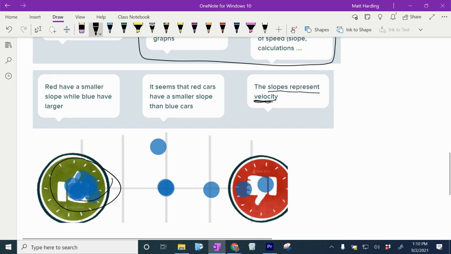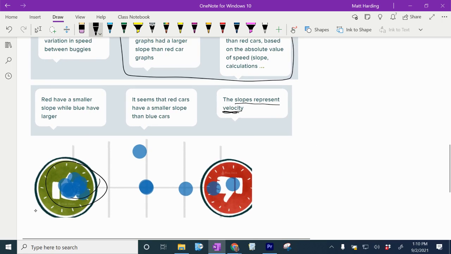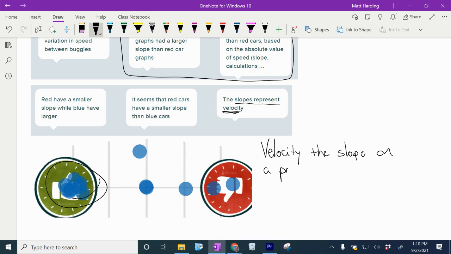So velocity, when we talk about velocity in here, we mean the slope on a position versus time graph.